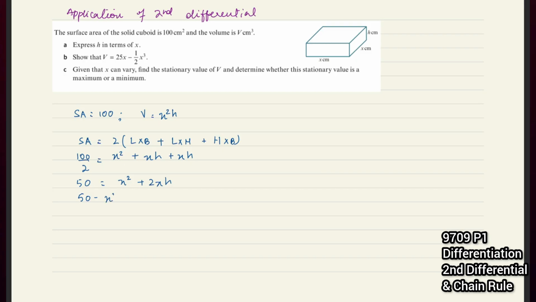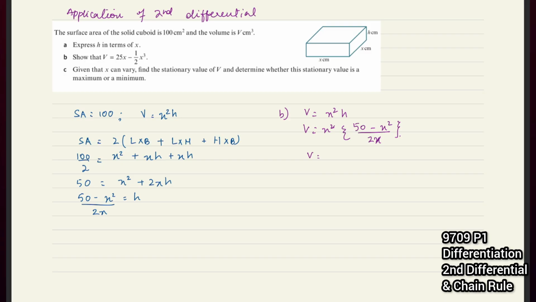(50 - x²)/2x is equal to h. Find h in terms of x means we have to find the expression for h which needs to have x in it. Part B, show that volume is equal to this. So volume is equal to x²h. We pick the value of h from here: x² into (50 - x²)/2x. This square and this x cancel.